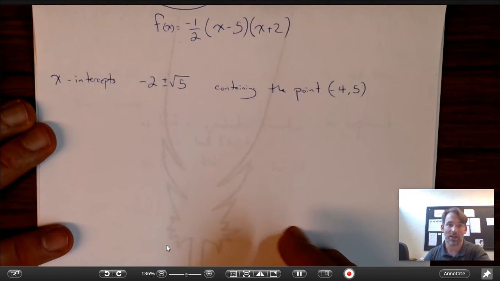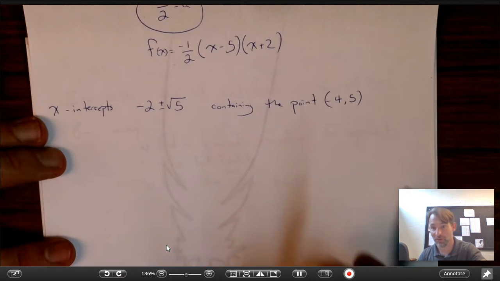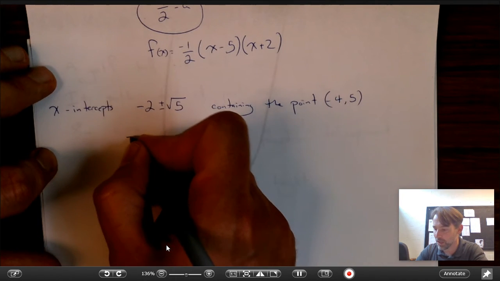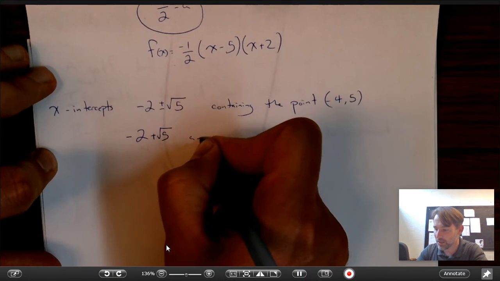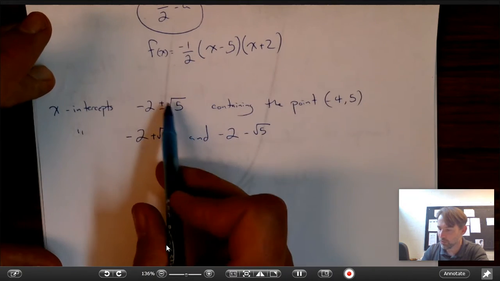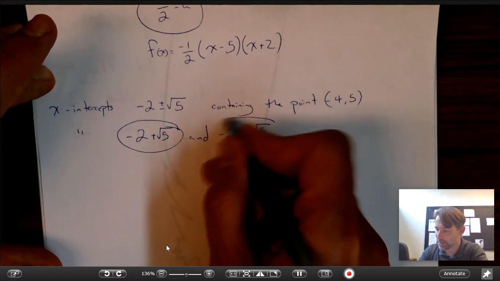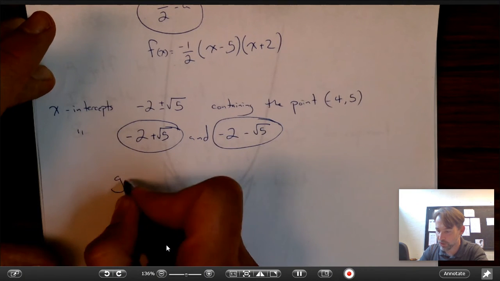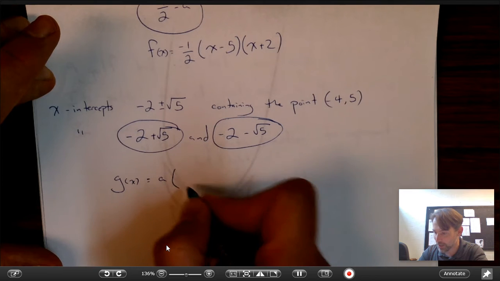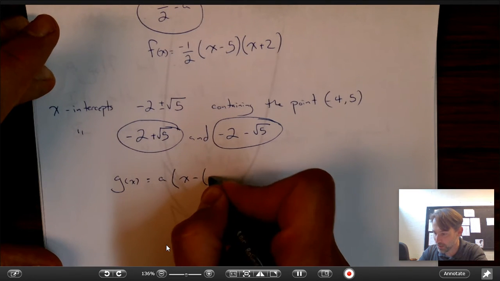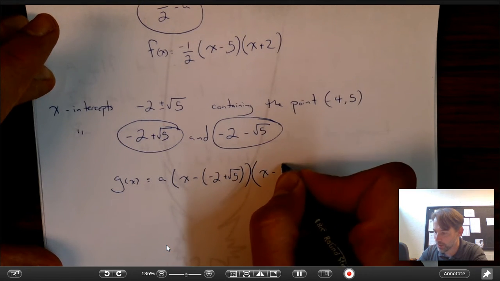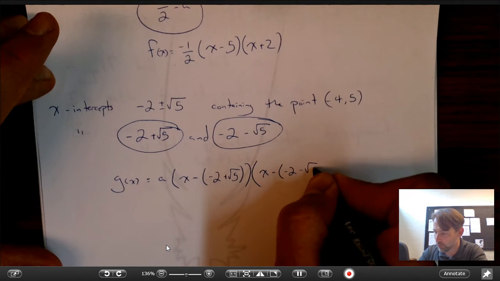Now, x-intercepts -2 plus or minus √5, containing the point -4, 5. Okay, we set it up in the same way. You just have to be way more careful with this because you're going to make mistakes. So our x-intercepts are -2 plus √5 and -2 minus √5. I just wrote out that plus minus as 2 things because I don't want to get this confused. So I have some function g of x, doesn't matter what you name it, equal to some value a that makes it true, multiplying x minus -2 plus √5, multiplying x minus -2 minus √5.